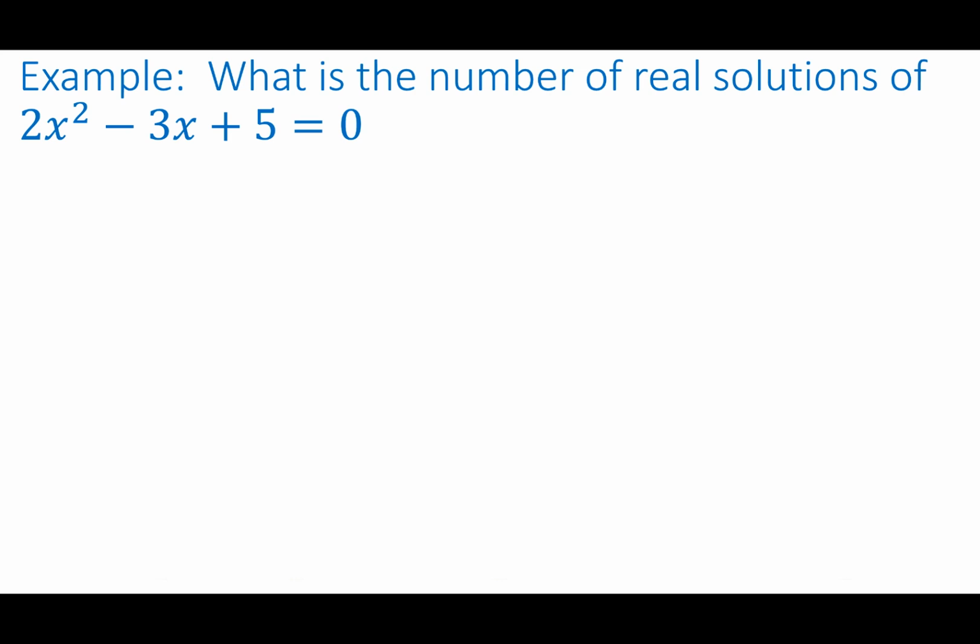So let's take a look at one. What is the number of real solutions to this? 2x squared minus 3x plus 5. All right, again, to determine the number of solutions, all we're looking at is the discriminant. We're not solving anything here. There's no quadratic formula going on. They're asking us simply for the number of solutions. All we're using is the discriminant.